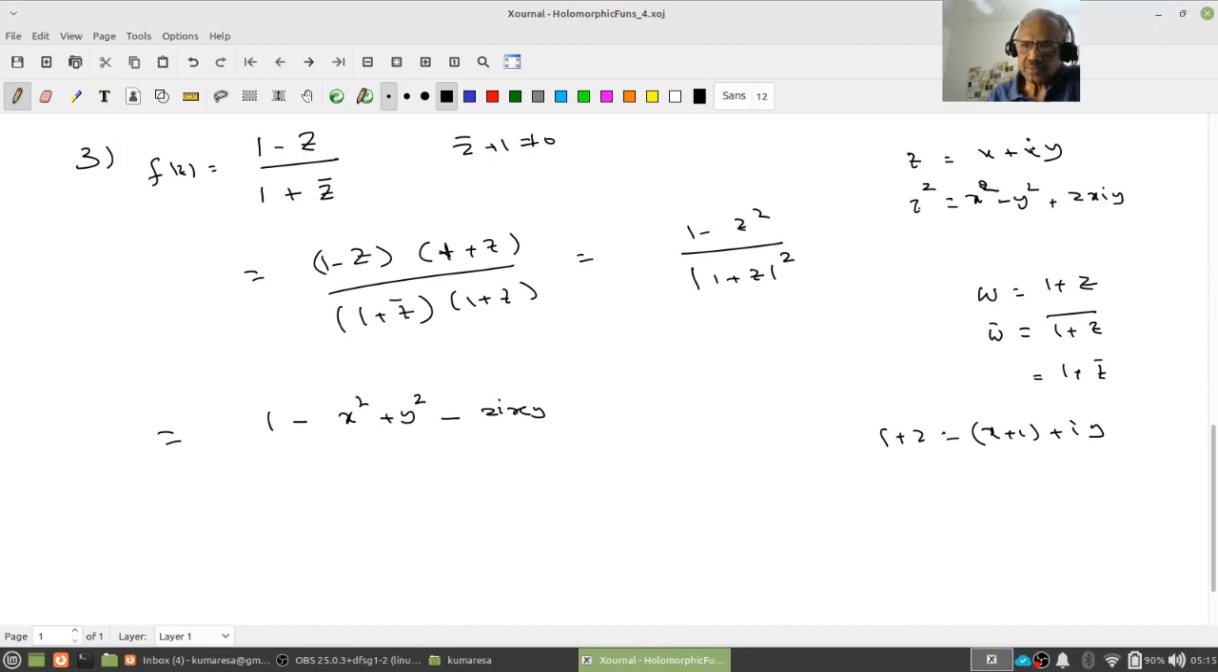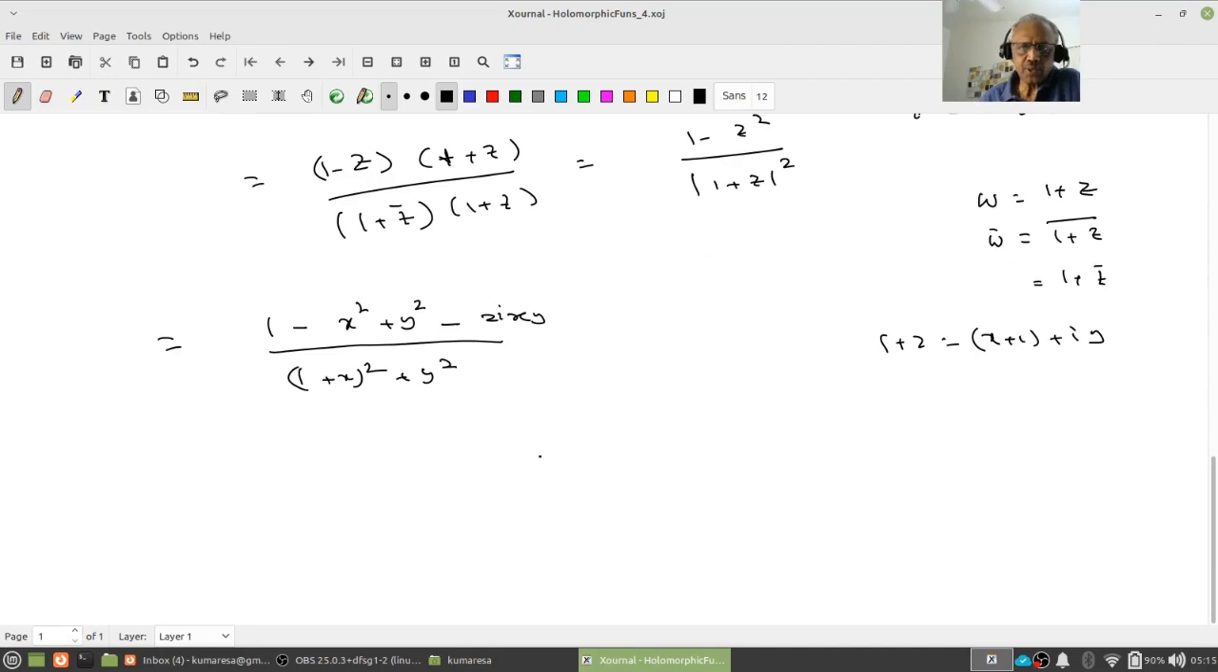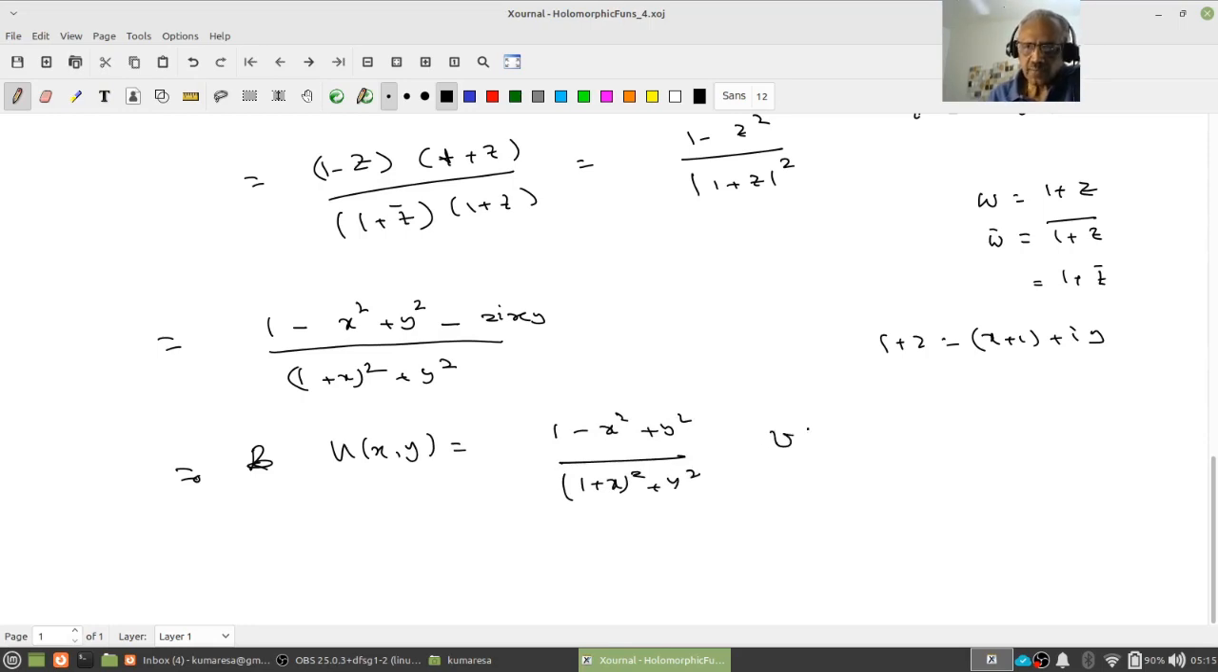I hope I am writing it correctly. Just make sure if I am making some mistakes. x squared, y whole squared will be minus y squared. Okay, I hope I am right. And this is 1 plus x whole squared plus y squared. Therefore, you know how to segregate the thing. Okay, therefore the real part u of xy is going to be 1 minus x squared plus y squared by 1 plus x whole squared plus y squared, and v of xy equal to minus 2xy by the same thing, 1 plus x whole squared plus y squared.